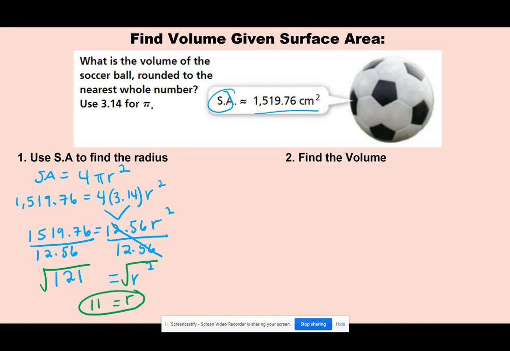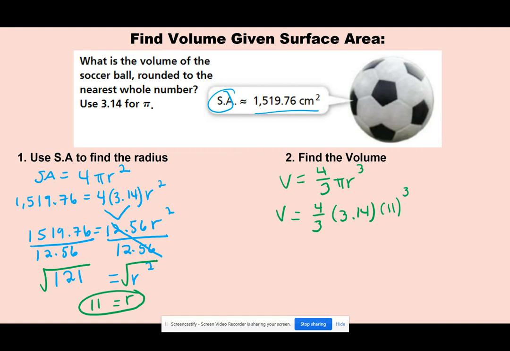Now that we know the radius, we should be able to find the volume. So again, think about your equation: volume equals 4/3 pi r cubed. That's the new equation we just learned this time around. We substitute everything we know. We don't know the volume, but we need to keep the 4/3. We know pi is 3.14, and now we know that r is 11.